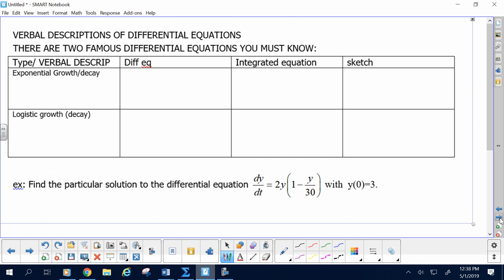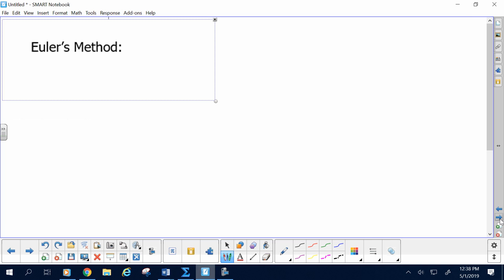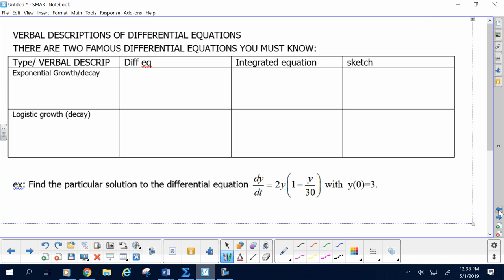See how much I have left? Oh gosh, you probably need more review on logistic than that. Okay, so if I have time, I'll come back to that. Let's go to logistic though, shall we?